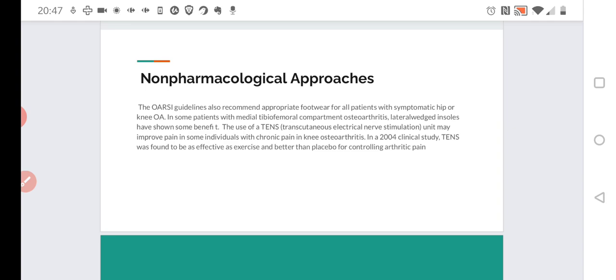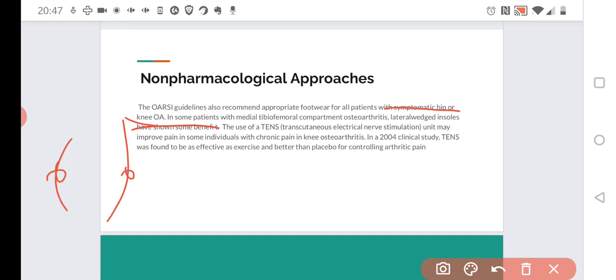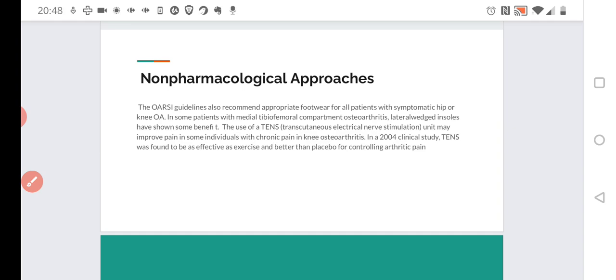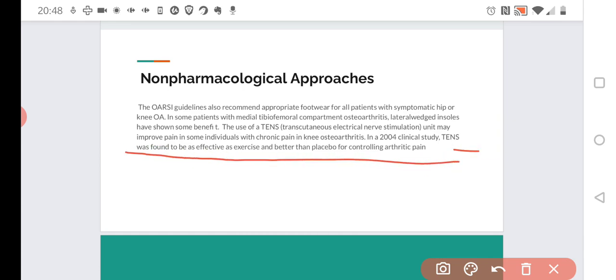And generally, the guidelines recommend appropriate footwear for all patients with symptomatic hip or knee osteoarthritis. So footwear is also very important. In some patients with medial tibiofemoral compartment osteoarthritis, lateral wear insoles have shown some benefit. Sometimes osteoarthritis of the knee may lead to pathology of the geometry of the joints, some valgus or varus deformation, and this can be helped partially, at least, by appropriate change in the footwear. And generally, footwear is very important in order to reduce the risk of exacerbating the signs and symptoms related to the knee. TENS was also found to be as effective as exercise and better than placebo for controlling pain. So TENS is also very good.